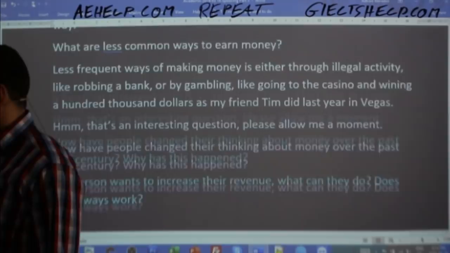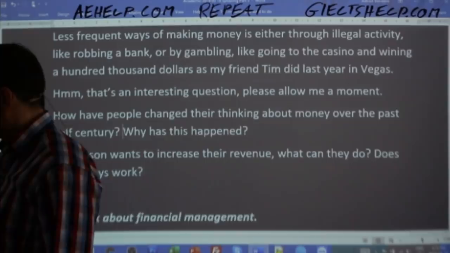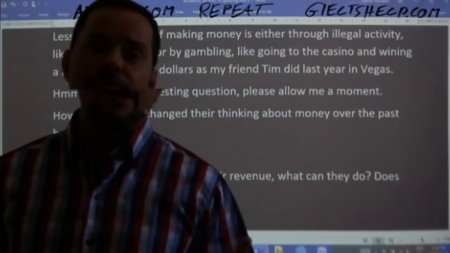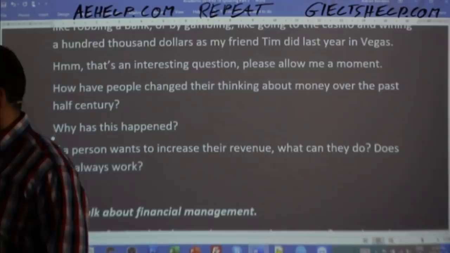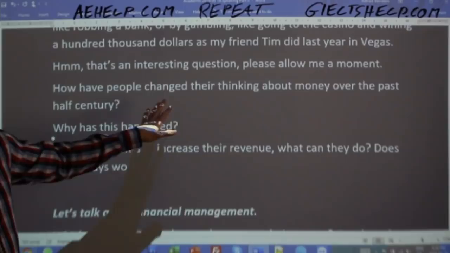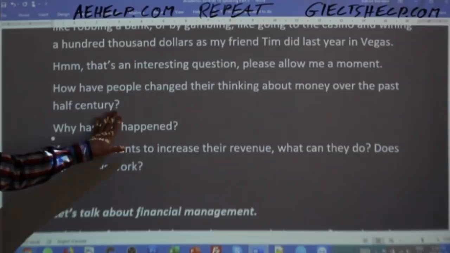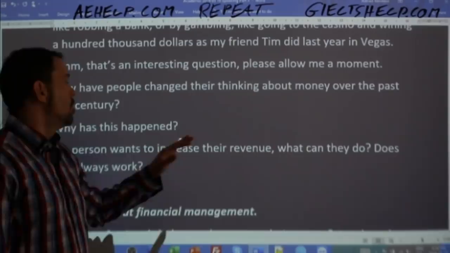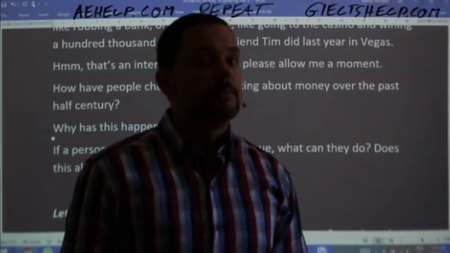Next question. Let's keep going. Again, students, don't be shy. Repeat me. Repeat your fellow students. Some of them have some great answers. Okay. Here we go. So next question. How have people changed their thinking about money over the past half century? The IELTS examiner will not repeat themselves. I'm just repeating to make it a little bit simpler for you.